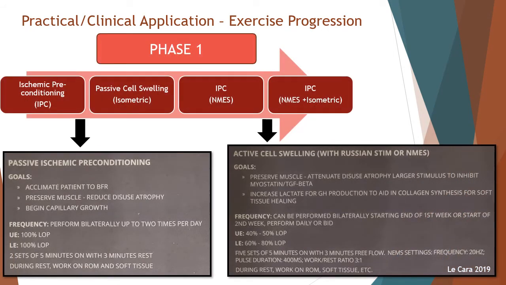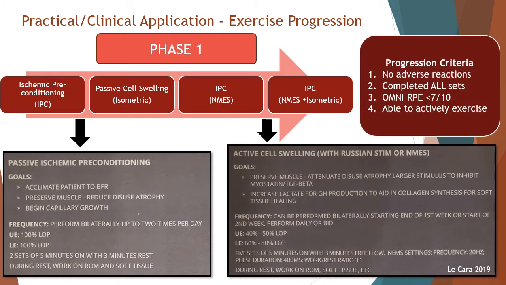So in addition to the parameters that I've already provided, I also wanted to give you these resources for your reference that go through the goals of each of the different components here, as far as the passive ischemic preconditioning, as well as the passive with Russian stim. The Russian stim, or the NMES, in combination with the isometrics, are shown and would be exactly the same. So these are simply for your reference.